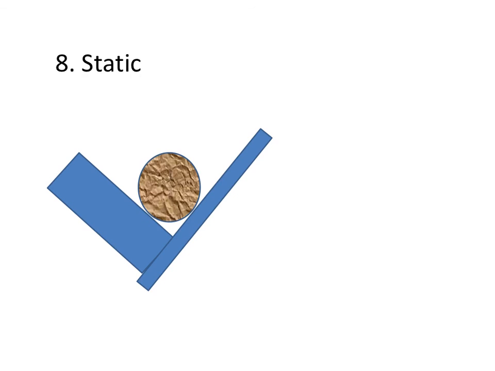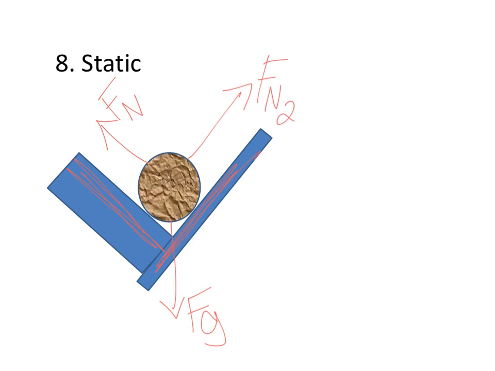All right, another one with a little odd surface going on here. First off, force due to gravity. This one appears to be resting on two surfaces. Perpendicular to this surface would be that way, and perpendicular to that surface would be this way. So basically, it's like having two normal forces there.